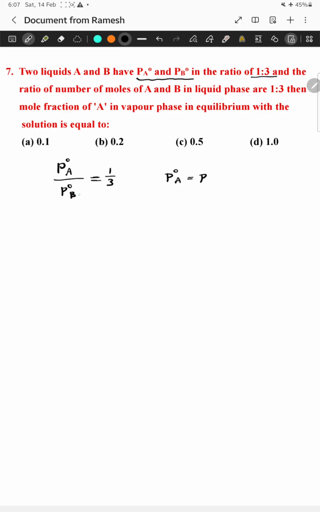Now you cross multiply these things. So what do you get? P naught B will be equal to 3 times P naught A. Now, I have assumed P naught A as P, so that becomes 3 times P. So P naught B becomes 3 times P. Now you calculate the mole fraction of component A. The formula is the number of moles of A by the total number of moles, that is Na by Na plus Nb. The number of moles of A is 1 because they have given 1:3. So 1 divided by 1 plus the number of moles of B, which is 3. So that will be 1/4.